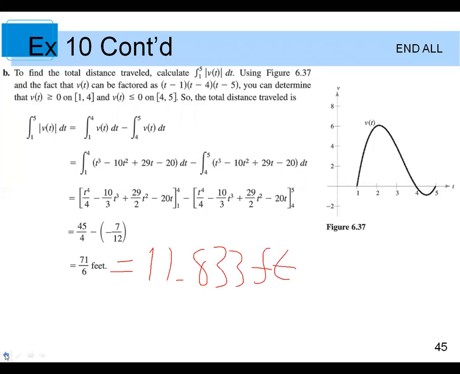So you can see that that is greater than the displacement, which was 10.667 feet, which makes sense because the velocity dips negative, so you're going to have some backtracking. The total distance traveled would take that into account. Okay, so that's the distinction between total distance traveled and displacement.